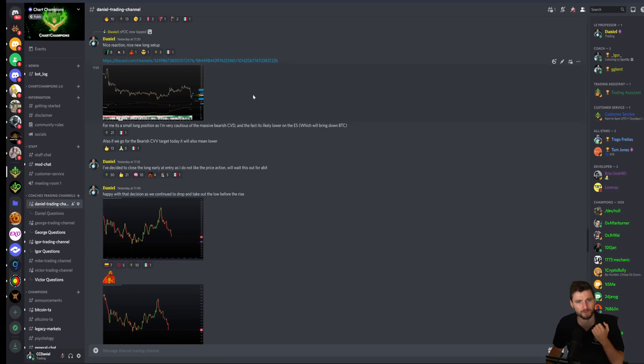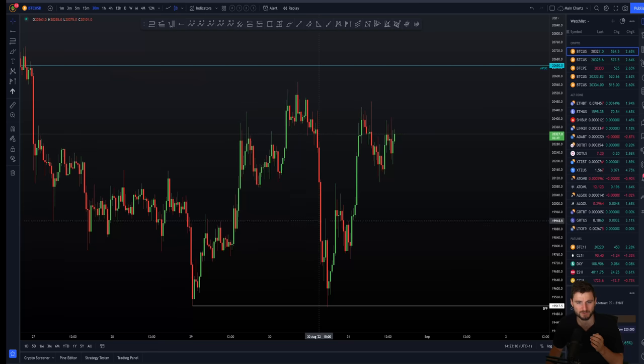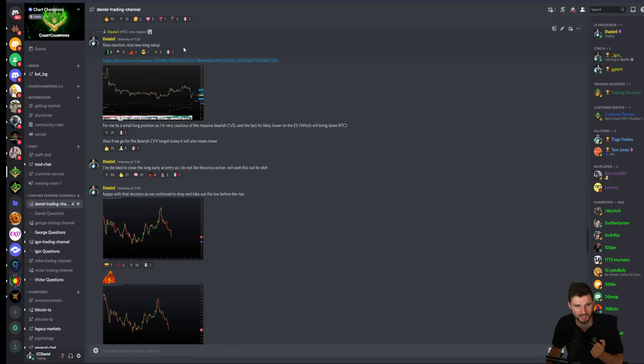So at the time, we're obviously moving down quite heavily. You can see the timestamps here. We're talking about 20 past five. So it's actually in this section of the chart. We were moving down here, and I decided to take a long setup based off of the reaction that we saw off the NPOC.